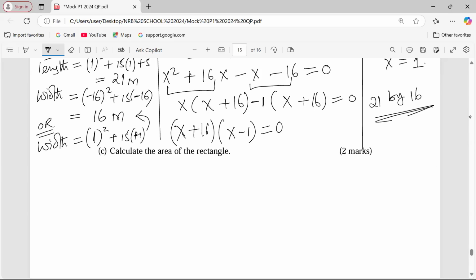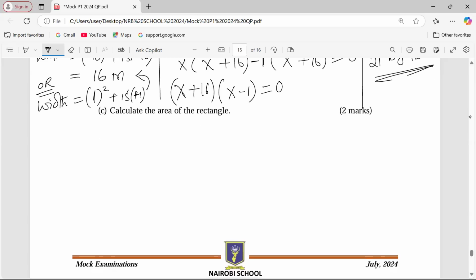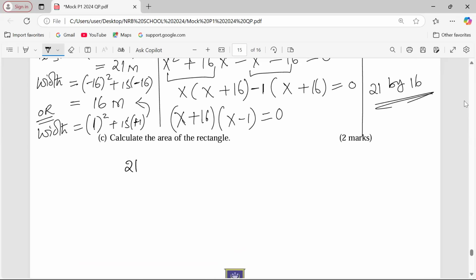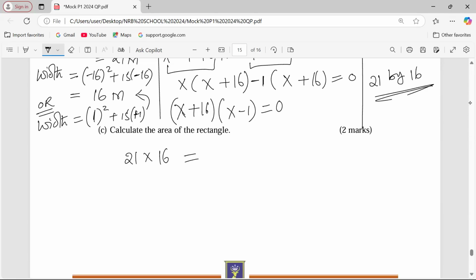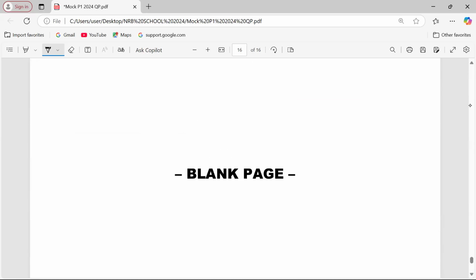So now we can find part C, the area of the rectangle. 21 by 16 is what will give us the area, 336 square meters. Length times width gives us area. This is the final question, and we are done with the paper.